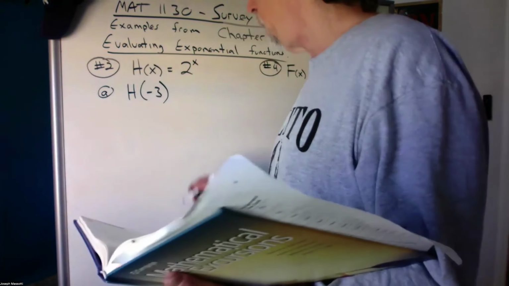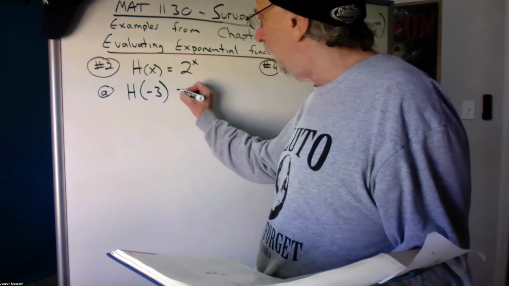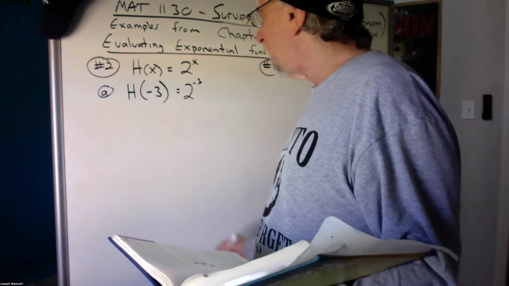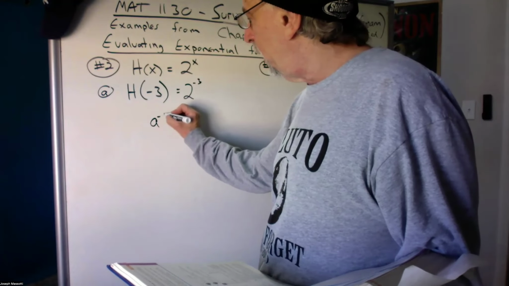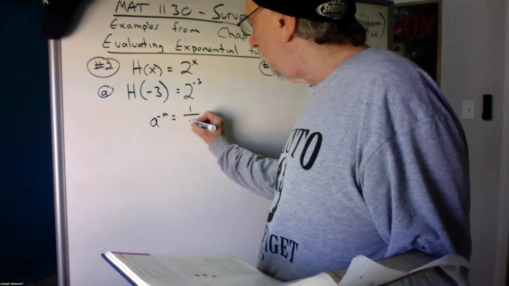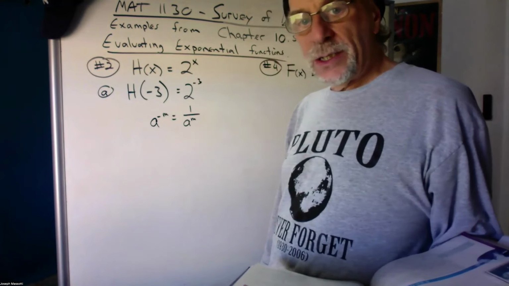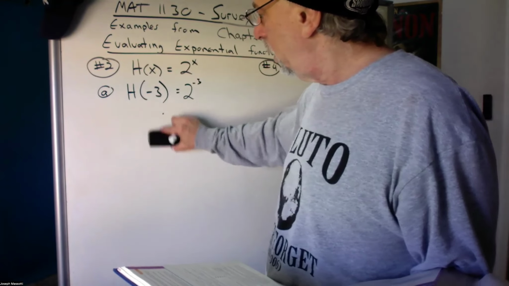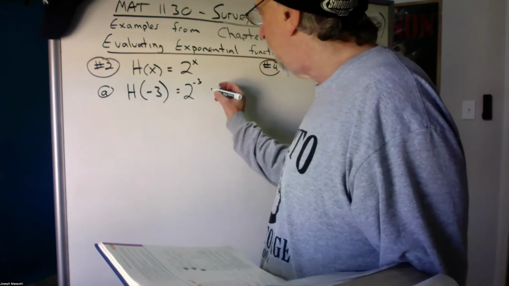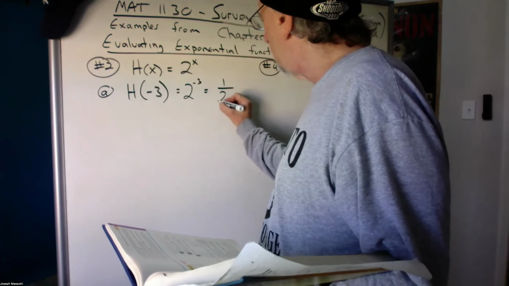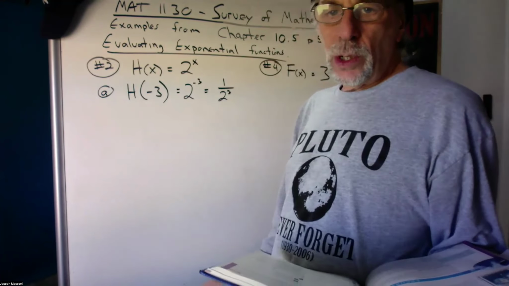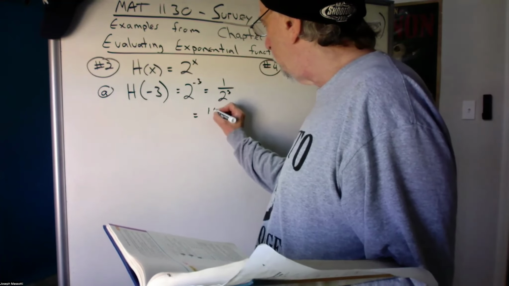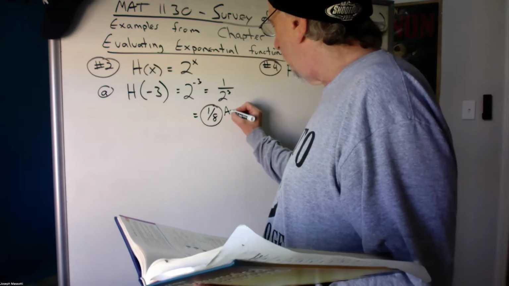Well, all we're doing here is plugging in -3 for x, 2 to the -3rd. We know our rules of exponents. Any value raised to a negative exponent is 1 over that value raised to the positive exponent. So that's what we're going to look at here. And look at 2 to the -3rd as 1 over 2 to the 3rd. We know what 2 to the 3rd is. 2 times 2 times 2 is 8. So we end up with our answer of 1/8.